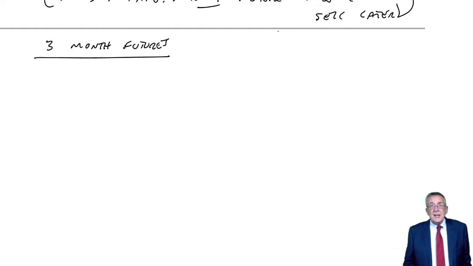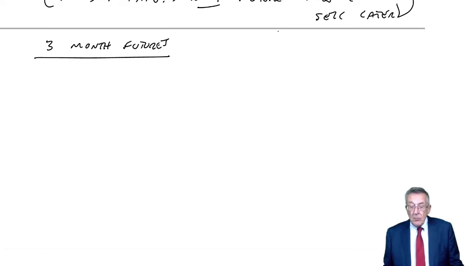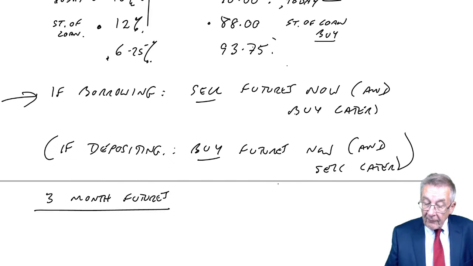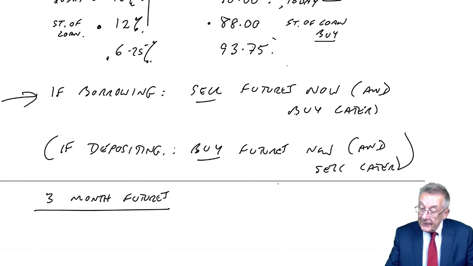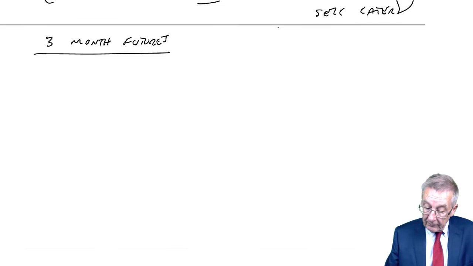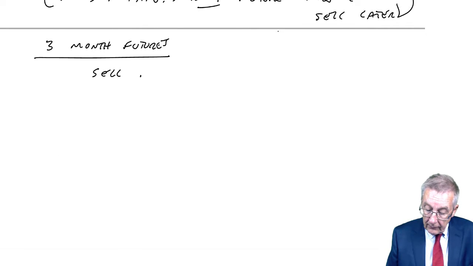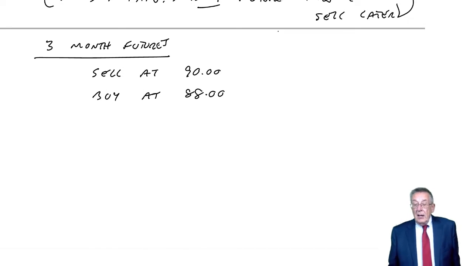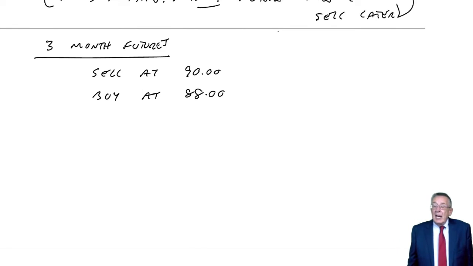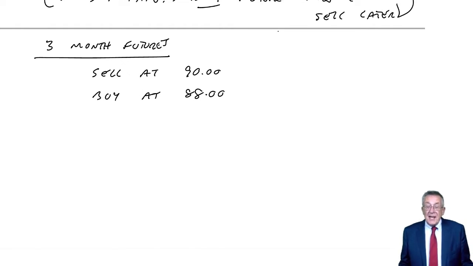And what it means when it says 3-month futures, it's talking about how we calculate the profit or loss. Suppose I told you, in my example there, that we're selling futures at 90 and then we're buying at 88. Now fine, we've made a profit of 2, and that is equivalent to 2% interest.